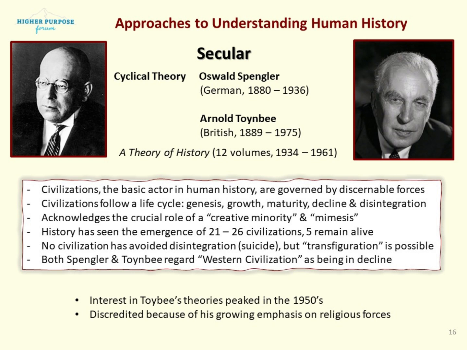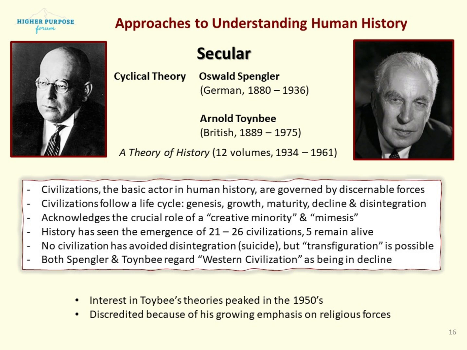History has seen the emergence of 21 to 26 civilizations. 5 remain alive. No civilization has avoided disintegration, which is sort of a cultural suicide. But that doesn't mean that every civilization is doomed to disintegrate. He does believe that the transfiguration of a civilization is possible. But both Spengler and Toynbee regard Western civilization as being in decline.